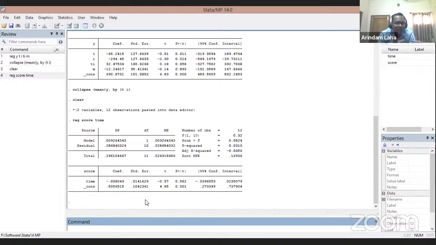For example, I have considered only one such microfinance institution, Udhikar. Okay, and for Udhikar only, I have collected the data. So whatever data is in the data editor, it is related to Udhikar only.